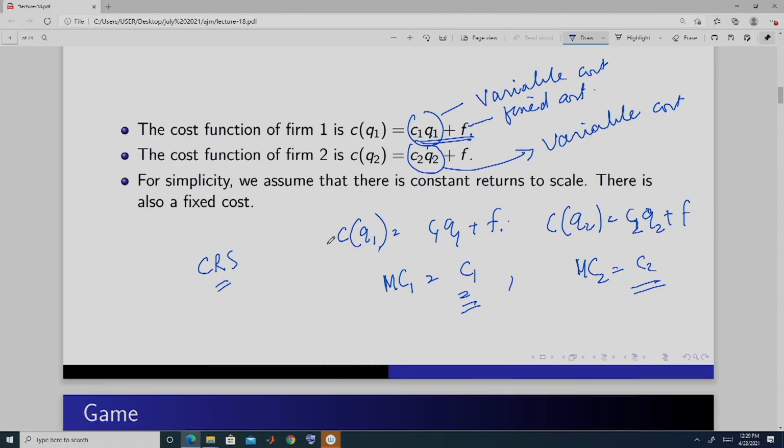Now, here we are making, I should have specified, here we are assuming that firm 1 knows the cost function.